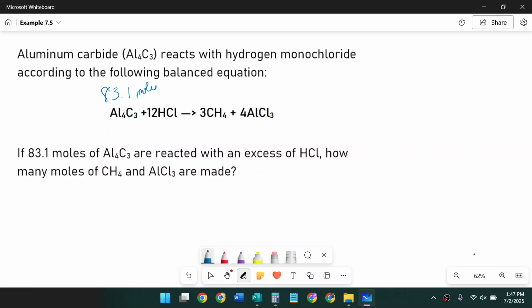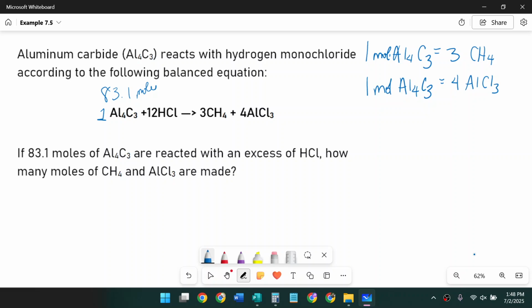Okay, so let's start with making some conversion relationships. So we can imagine there being a 1 here. So for every 1 mole of Al4C3, there are 3 moles of CH4. And for every 1 mole of Al4C3, there are 4 moles of AlCl3. So that's our conversion relationship. Those are the only two they ask about.